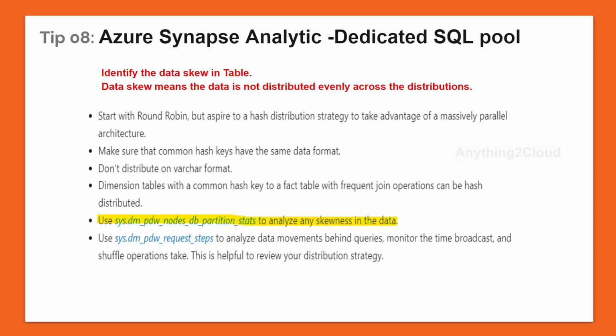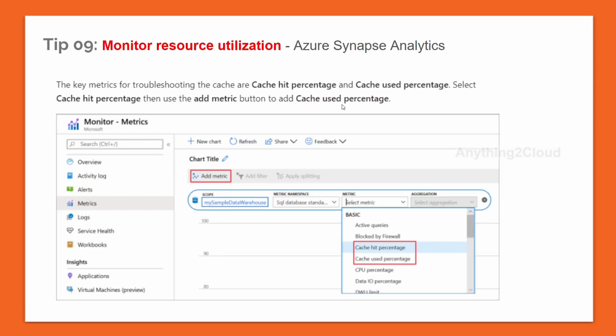Moving on to the next step. The next step is monitor resource utilization in Azure Synapse Analytics. The key metrics for troubleshooting the cache are cache hit percentage and cache used percentage. Select cache hit percentage, then use the add metric button to add cache used percentage. So basically, when you want to monitor the resource utilization in Azure Synapse Analytics, use the cache hit percentage and cache used percentage. These two metrics will give you the resource utilization.